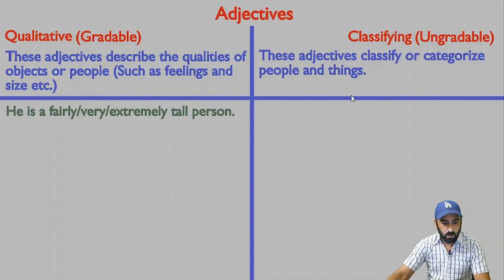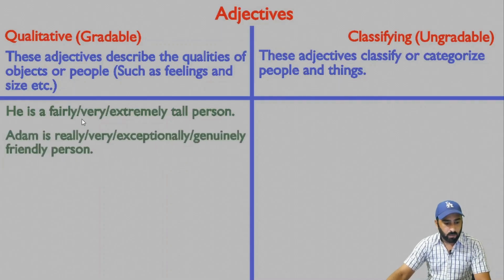You can see on your display, this is the same example we have already seen in the 3D example. He's a fairly, very, extremely tall person. These three words are submodifiers, this is the adjective, and this is a noun. Let's move on to another example, a theoretical example I mean to say.